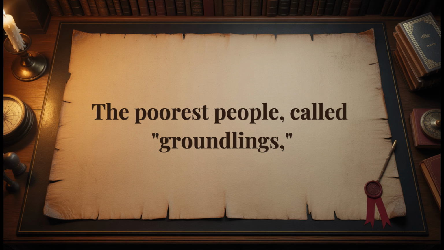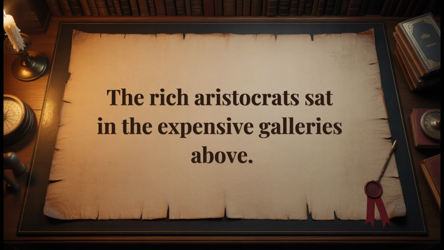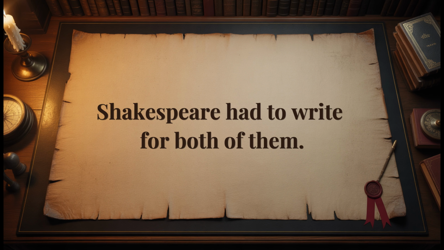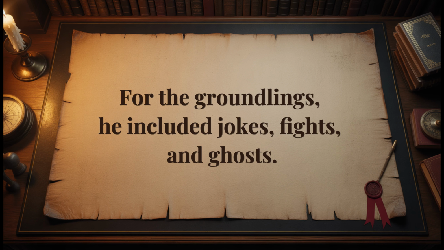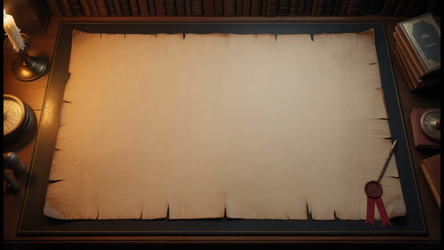The poorest people, called groundlings, paid 1 penny to stand on the ground in front of the stage. The rich aristocrats sat in the expensive galleries above. Shakespeare had to write for both of them. For the groundlings, he included jokes, fights, and ghosts. For the educated nobles, he included deep philosophy, beautiful poetry, and complex political debates.